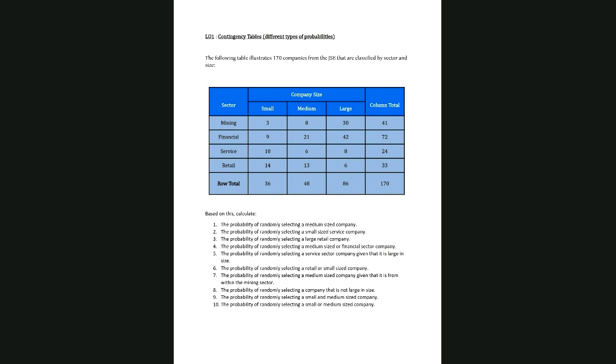So the question says to you, the following table illustrates 170 companies from the JSE that are classified by sector and size. So as you'll see here, a contingency table is one that consists of two categories of different variables. And here you have one variable that is the size of a company, and then you have the other that is the sector. So within each of those different variables, you have subcategories where, as you can see, a company is classified as either a small company, a medium-sized company, or a large company.